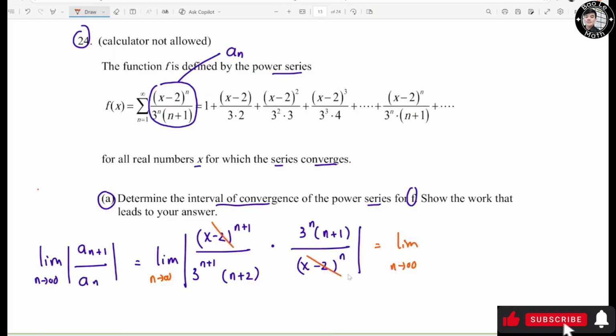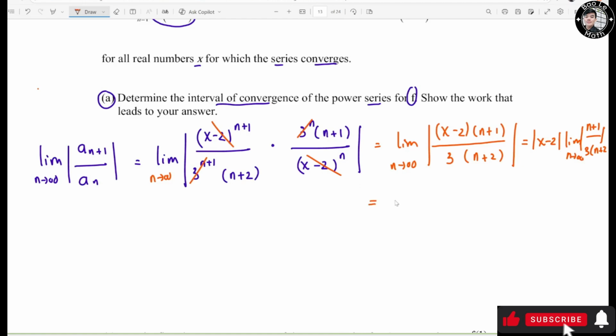Now this guy cancels out. We have s minus 2 left on the top, and this guy cancels out, so we have 3 on the bottom. Now we have n plus 1 on the top and n plus 2 on the bottom. Now s minus 2 is not related to this one. I'm going to bring this one outside. Don't forget the absolute value sign. Limit of n plus 1 over 3 times n plus 2.